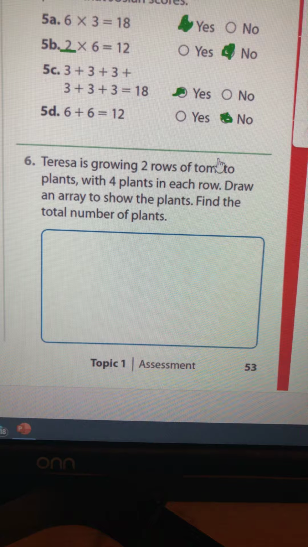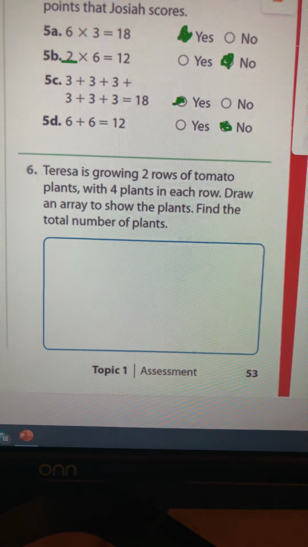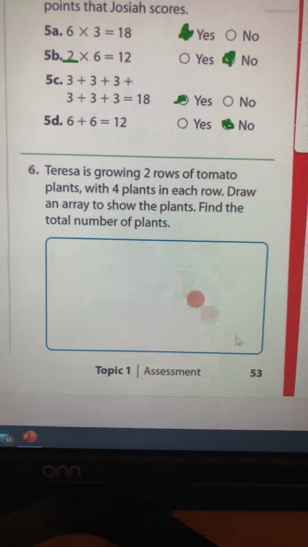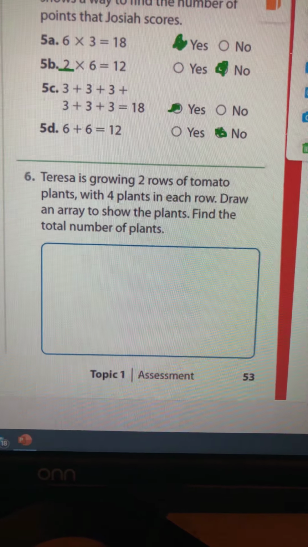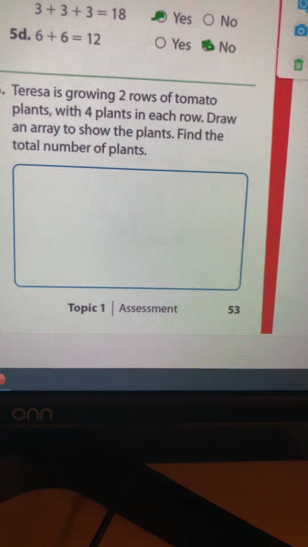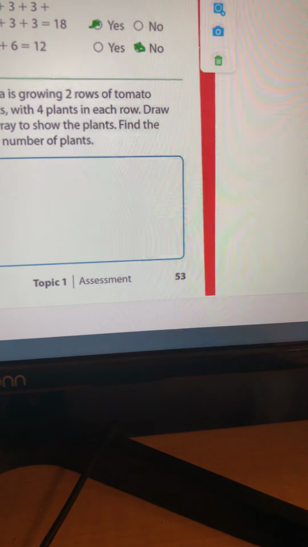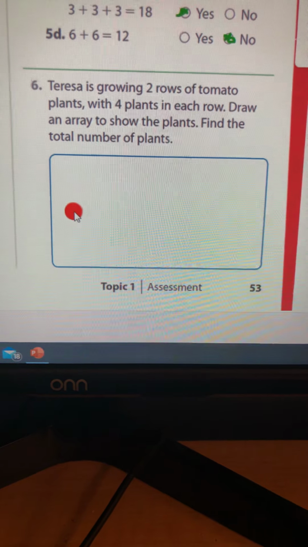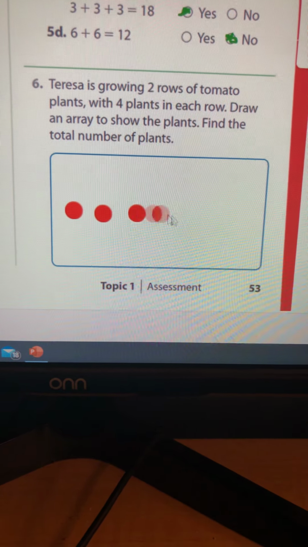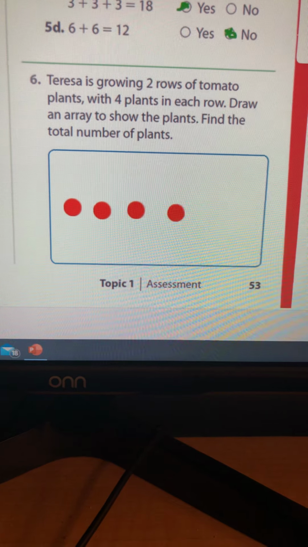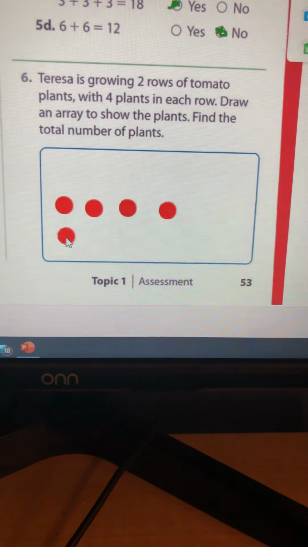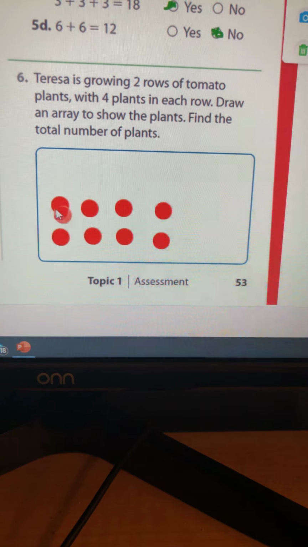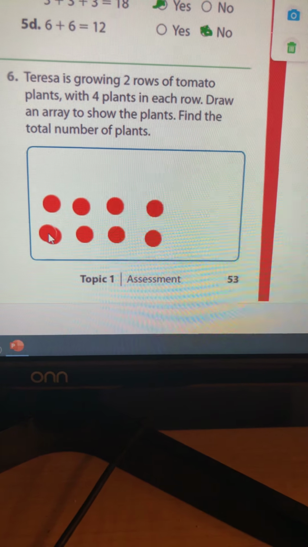Teresa is growing 2 rows of tomato plants, okay? With 4 plants in each row. So 2 rows, 4 in each. Now this problem is a 4 times 2, 4 across and 2 down, okay? So we're gonna go ahead and do that. So first row, 3, 4. There's your 4 plants. And first row, there's 2 rows of plants. 2, 3, 4. And this is my array, my across and down.